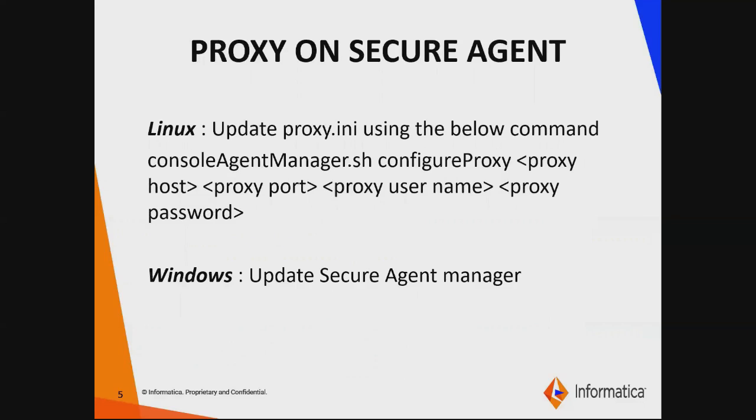Proxy on a Secure Agent. A proxy on a Secure Agent can be configured in Linux by updating the proxy.ini file. We have a file called consoleAgentManager.sh, which can be used to configure the proxy using the host, port, username, and password. Whereas in Windows, we can use the Secure Agent Manager to configure it directly, or you can update the proxy.ini file by going directly to the agent location.